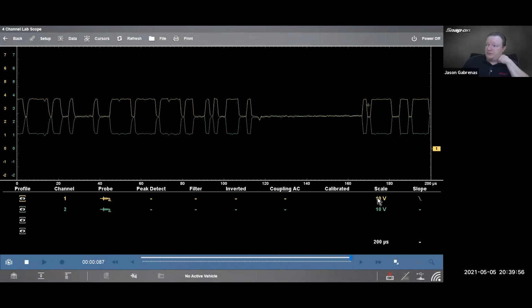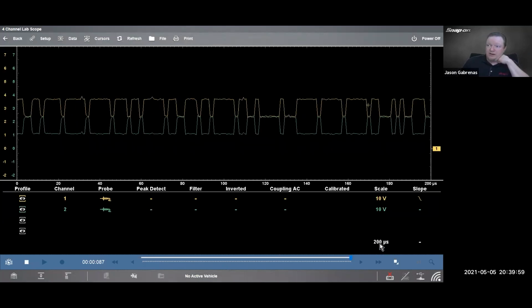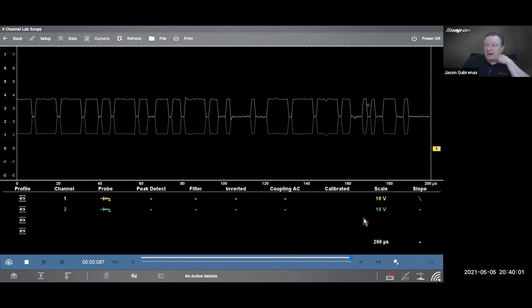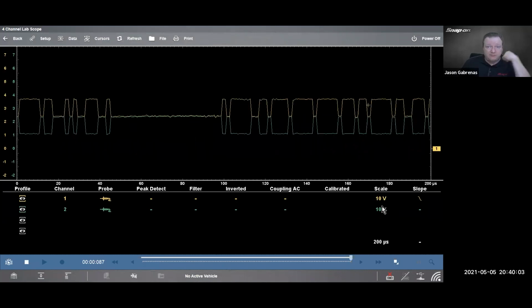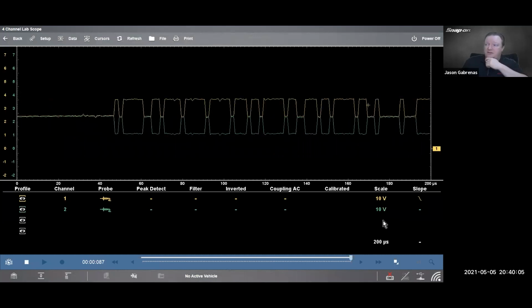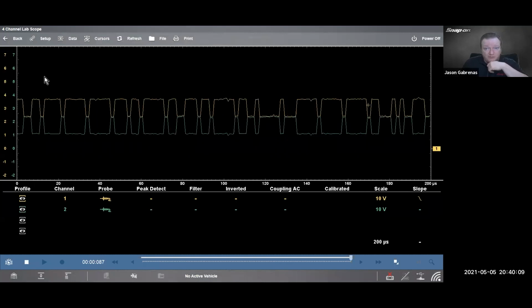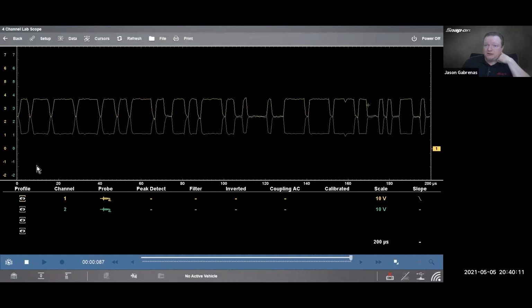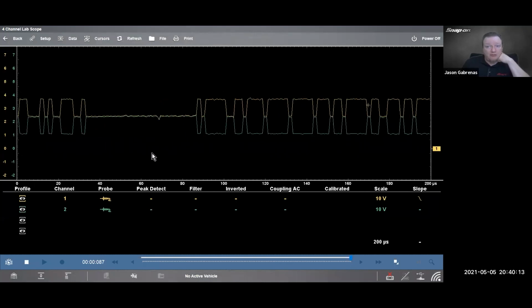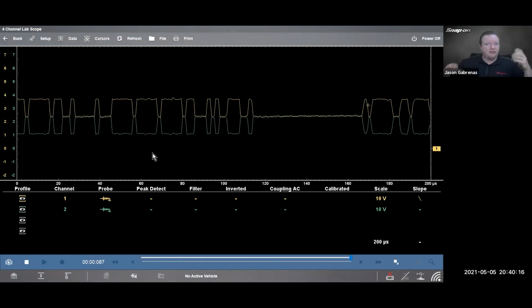I have it set up to 10 volts on both channels, 200 microseconds on both channels. I like to give it 10 volts. You could do 5 volts because it doesn't go that high. But if I set it to 10 volts, at least it gives us that little bit of headroom. So if it is shorted to 5 volts, we'd be able to see that. And then down here at the bottom, if it was shorted to ground, we'd be able to see that as well. Just gives us that little extra room.